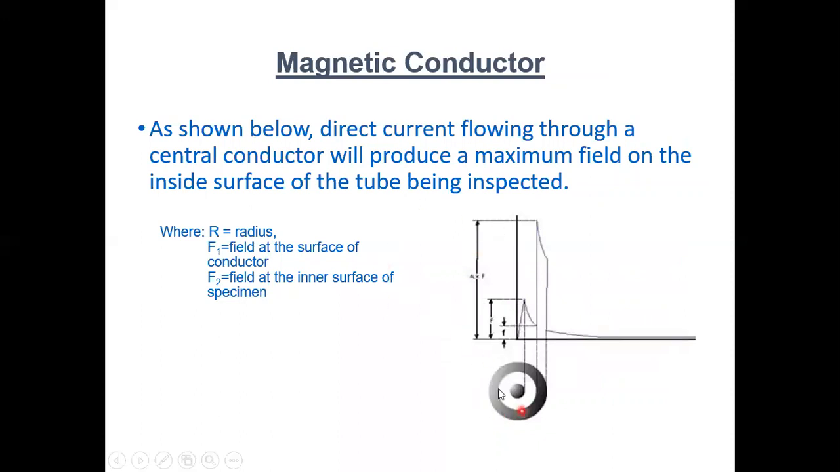Now look at this figure very carefully. This is the conductor, and here we are getting less magnetic field. Why? Because this is a non-magnetic conductor. But you see this is the ID of the specimen, and we are getting the maximum magnetic field. Why? Because this outside job has high permeability. If permeability is high, then the magnetic field will be high. That's why we are getting a high magnetic field here, because of the permeability of the job. Because the permeability of the conductor is less, we get less magnetic field. The permeability of this ring, this specimen, is high, that's why we're getting a high magnetic field.